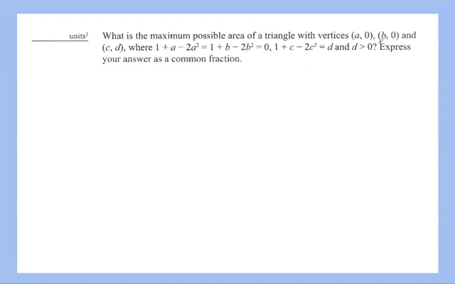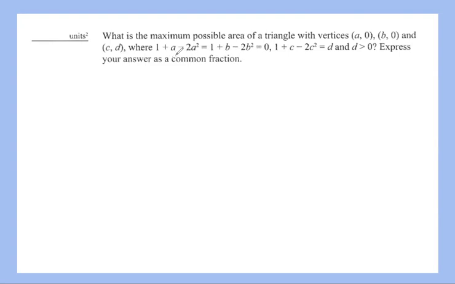We have three coordinates: (a, 0), (b, 0), and (c, d). And that is going to be a triangle, and we want to maximize the area. A and b have some equation in terms of themselves, and then c and d are related to each other as well. So let's see what we can do.